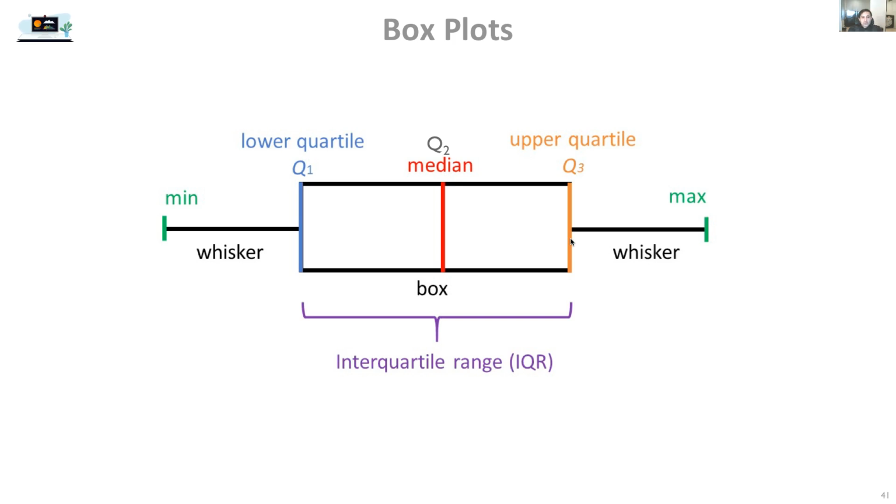Q3 or the upper quartile is the median of the top half of the data. The reason it's called the third quartile is because 3/4 of the data are below this number. And Q2 is the median of the data. So 50% of the entire data are below this number and 50% of the entire data are above this number. Whiskers are lines that are extending from the box, which indicate variability outside the upper and lower quartiles.